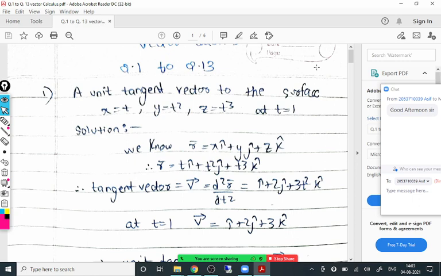There are a few articles like torsion and curvature that are not part of our syllabus, so you should not worry.